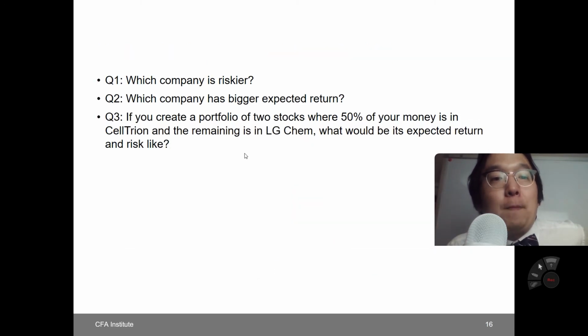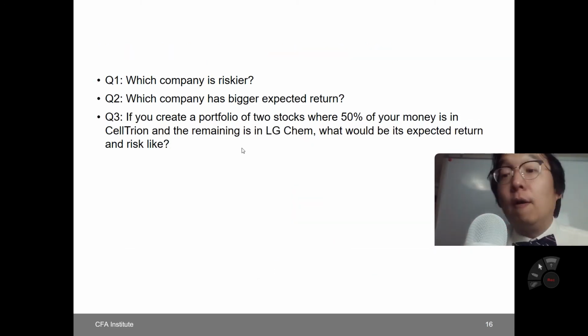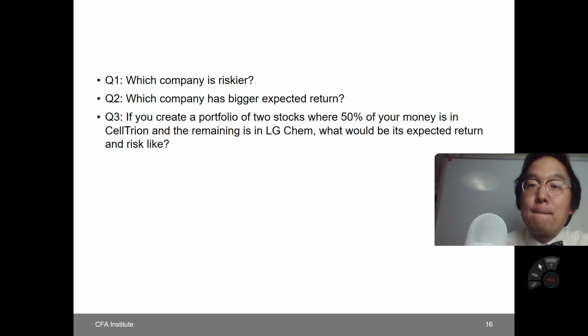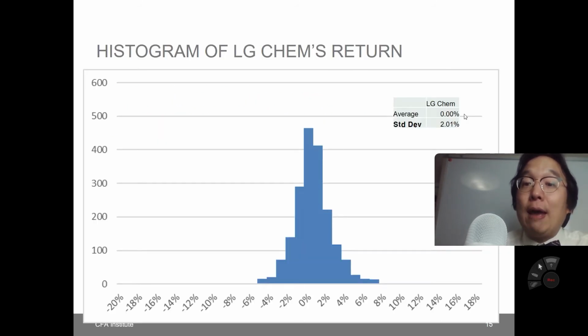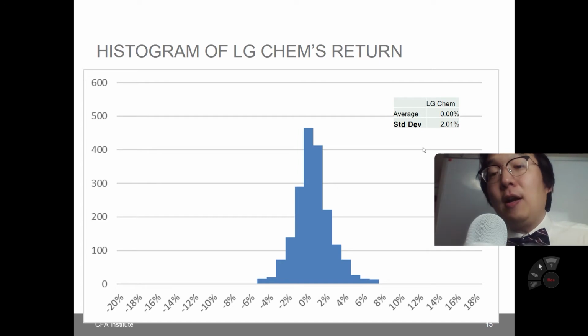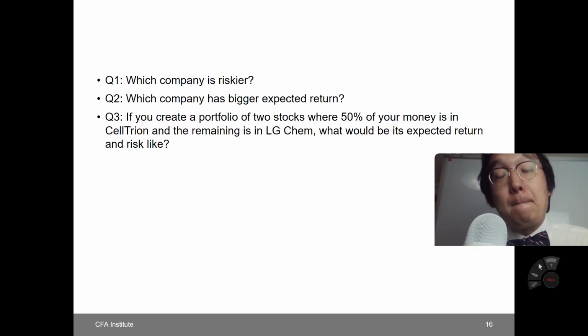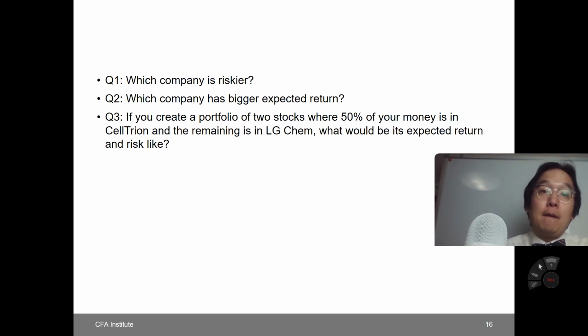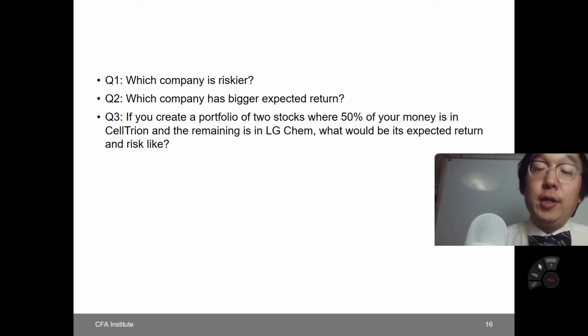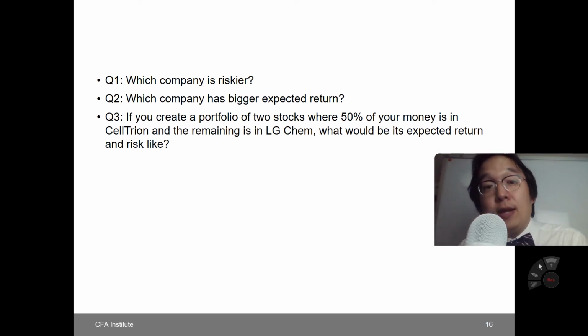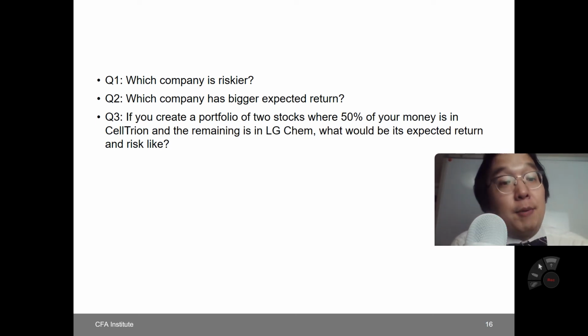Now, if we move on, which company is riskier? Of course, Celltrion. Which company has a bigger expected return? Come back again. Expected return, or average return, right? Historical data says that the average return is bigger for Celltrion than LG Chemical. If we hold on to this and believe that the future will be the same as the past, then the expected return will be bigger for Celltrion than LG Chemical, of course, right?